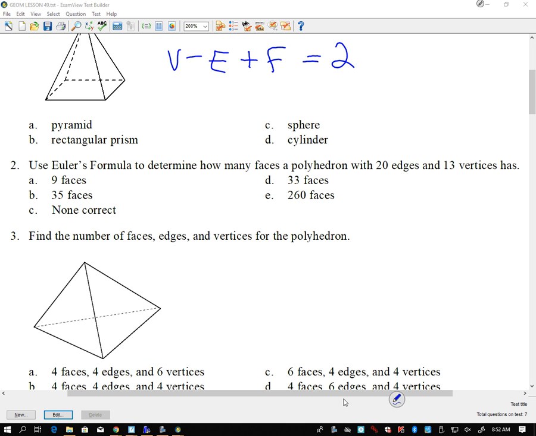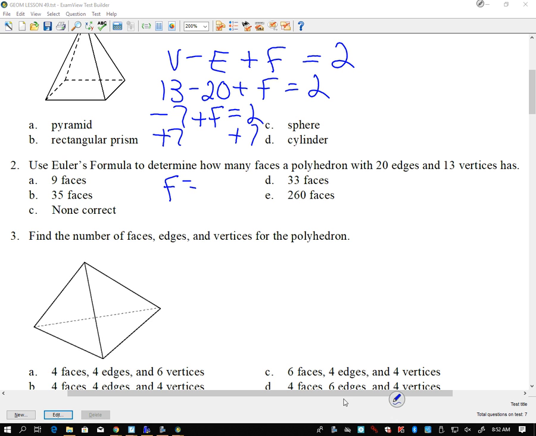All right. So this has 20 edges and 13 vertices. We want to know how many faces it's going to have. So what do I put in for V? 13. 13 minus what? 20 plus F equals 2. All right, what's 13 minus 20? Okay, negative 7. Okay, so I've got negative 7 plus F equals 2. What do I do now? Add 7 to both sides. So how many faces is this going to have? It's going to have 9 faces.